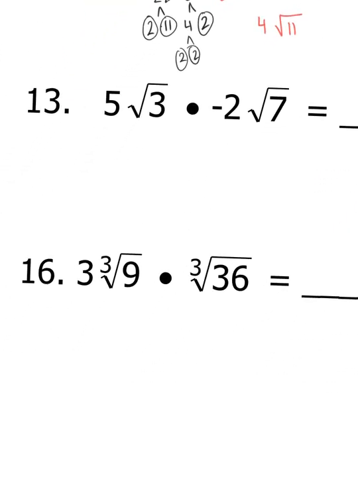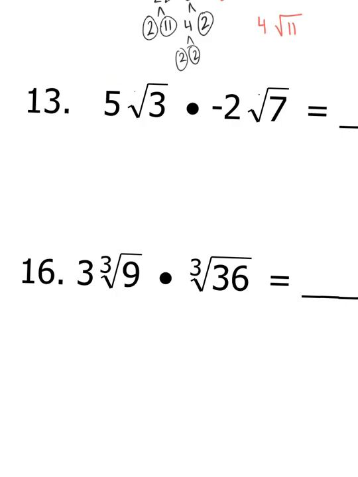Okay, let's try number 13. I've got a plain old square root and a plain old square root. Oh, but now I have numbers on the outside as well. Just like before, we're going to multiply like terms. So this guy, which I would consider like a coefficient, a number out front, is the exact same as this number out front. They are the same kind of number, so you are allowed to multiply them.